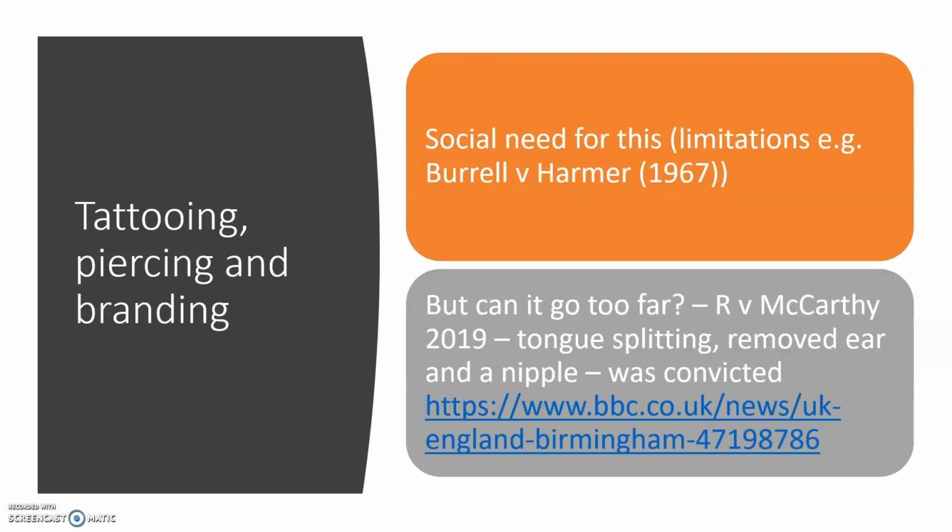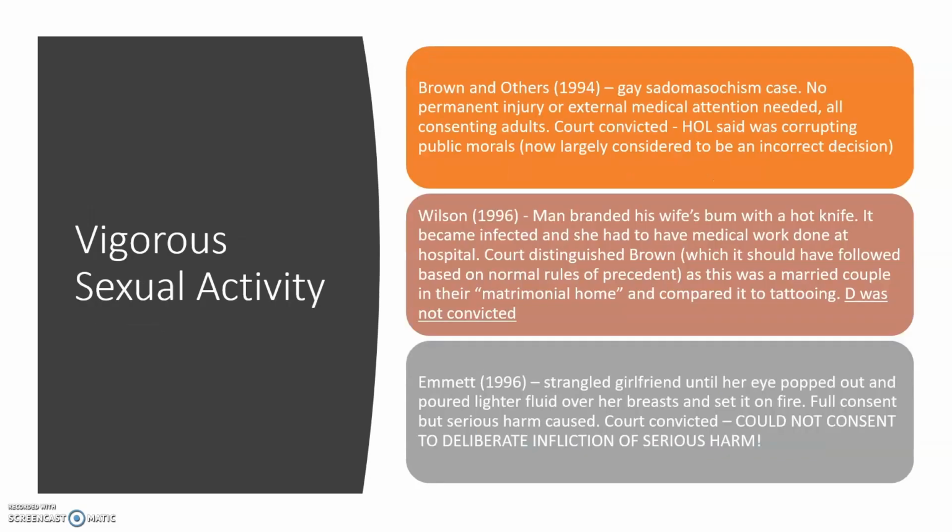Tattooing, piercing and branding. There obviously is a social need for this, although there are limitations. Burnett v Harmer, as we talked about earlier, you have to be a certain age, obviously. But can it go too far? There's a most recent case, R v BM, 2019, where he split people's tongue, he removed an ear and a nipple, etc. And you can find more information on that link there. And that's a really interesting case around whether you can actually go further than that in terms of body modification as well and things like that.